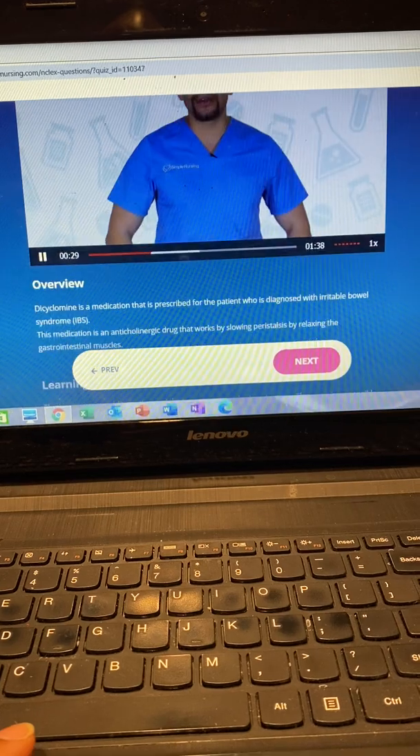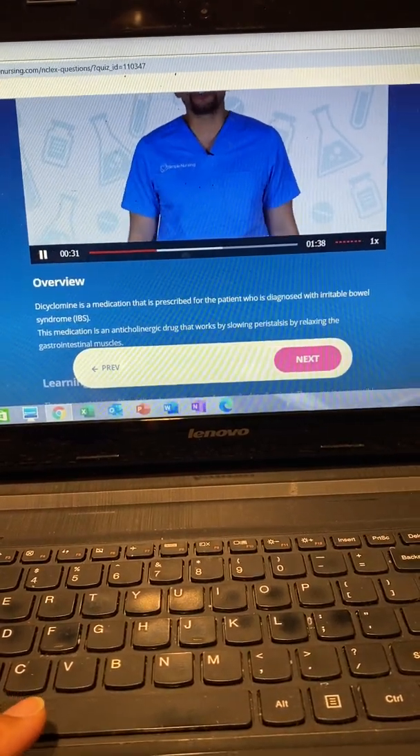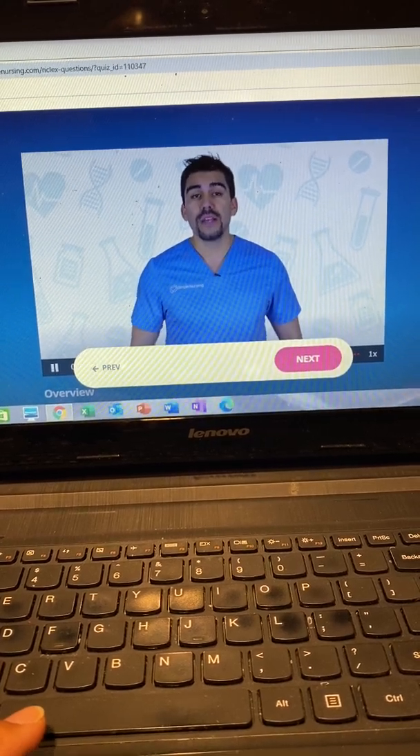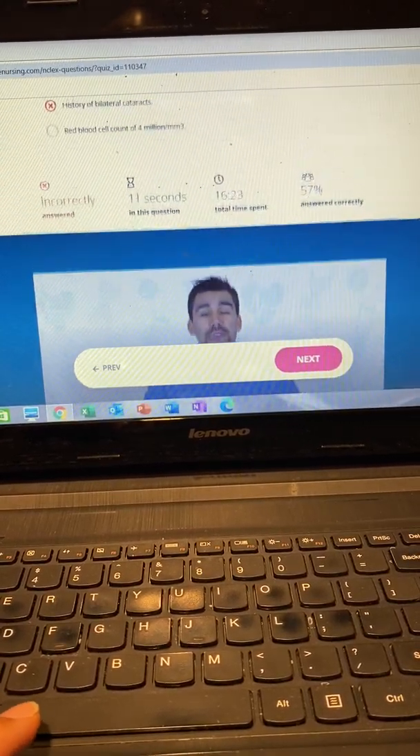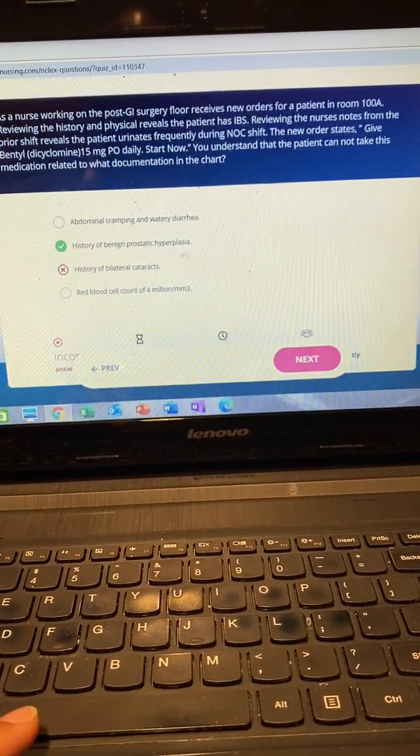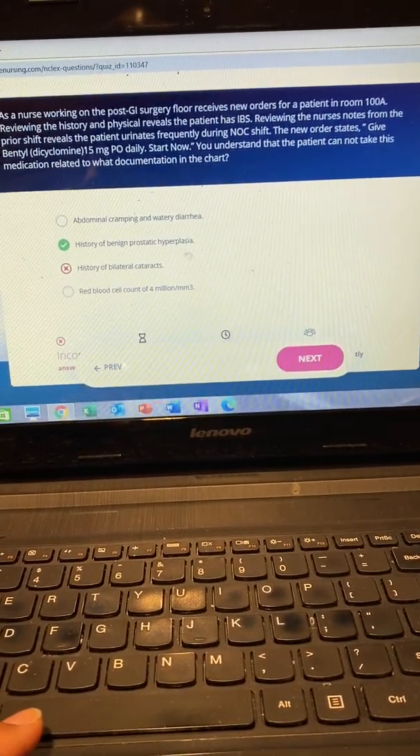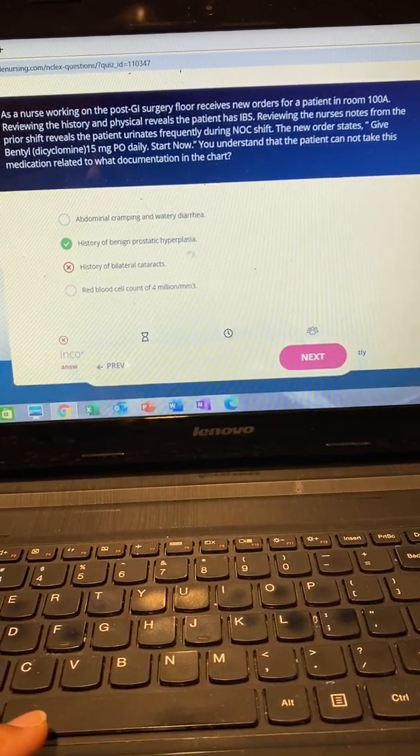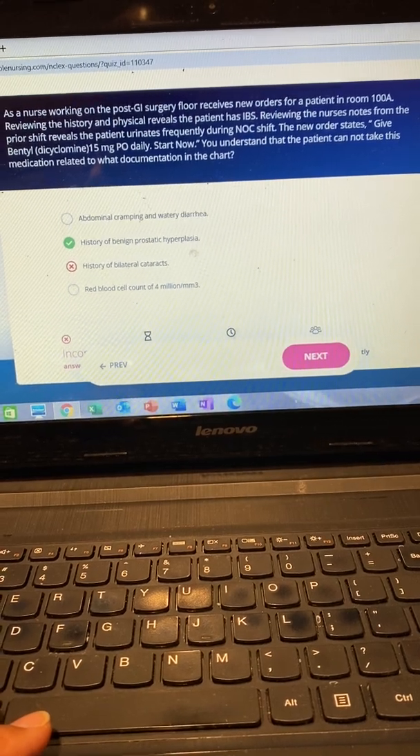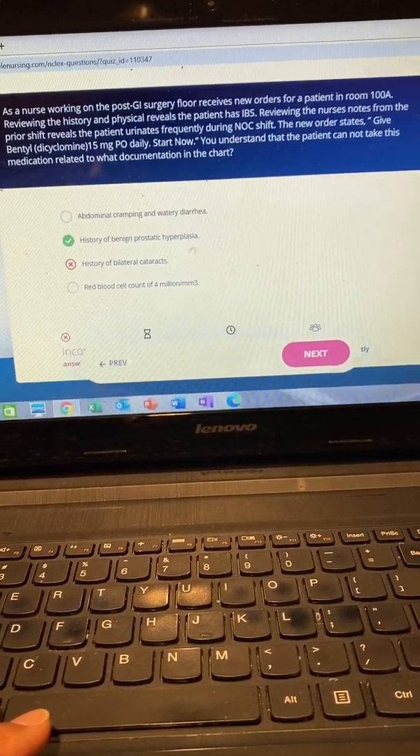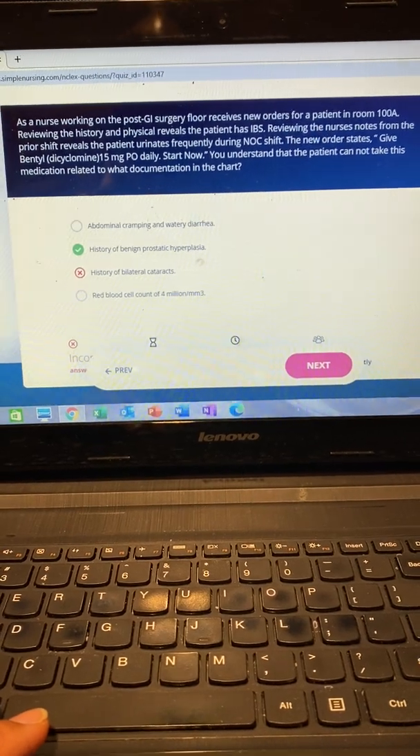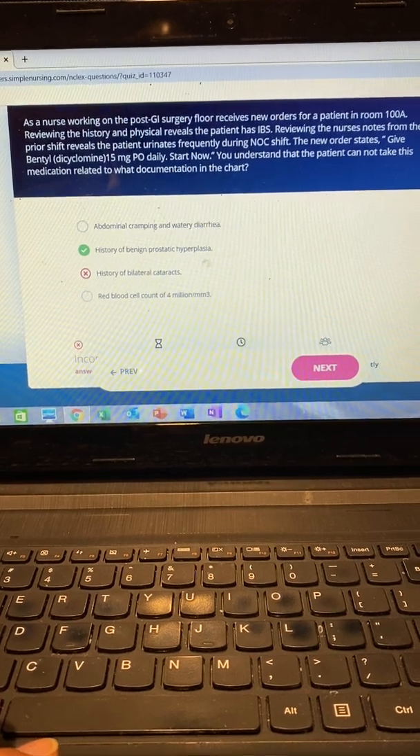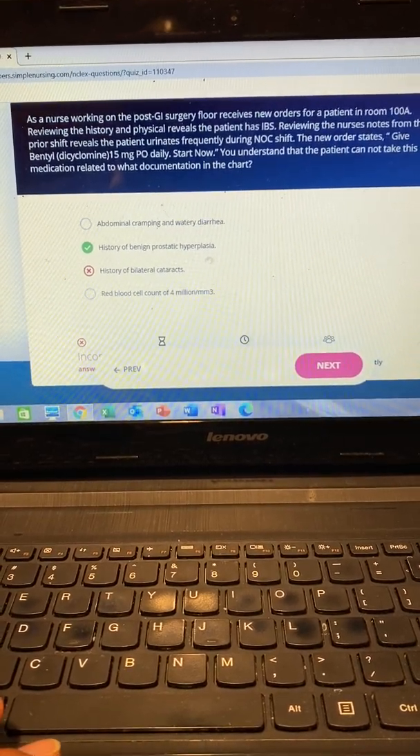So the solution we're looking for is documentation that indicates contraindication, or basically why we would not give this medication. So option number 1 is incorrect. Abdominal cramping and watery diarrhea is the reason why we give this medication. So we want to dry the bowels out if the patient is just going way too much. Now option 2 is our correct option here. The medication can cause urinary retention, so patients with BPH, benign prostatic hypertrophy, it can worsen the problem here. So option 2 is our most correct.